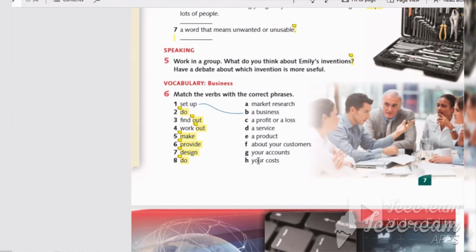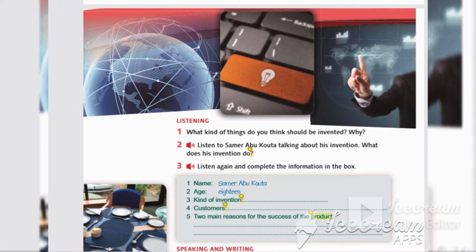Now we will go to page number 8. Now you will listen to this listening text and we will have to find the answers of the questions that we have. First I'll read the question. The first one: what kind of things do you think should be invented and why? What kind of things should people invent? I think people should invent things that make the life of the poor people in different places easier. Okay, now listen to Samir Abu Quta. We have an inventor, مخترع, his name is Samir Abu Quta, talking about his invention. What does his invention do? Now after listening we will answer these questions. Okay.